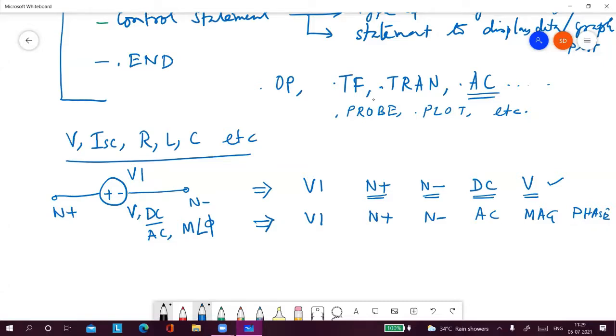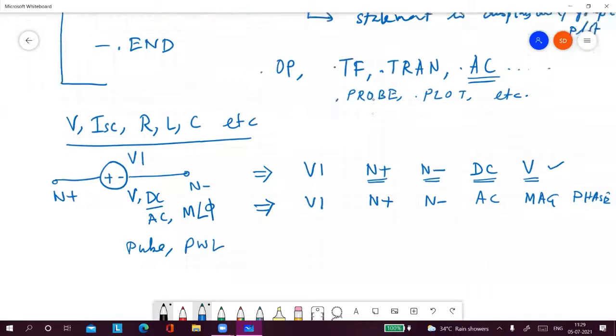There are also different types of sources, for example a pulse source, or piecewise linear. We're going to discuss those later.